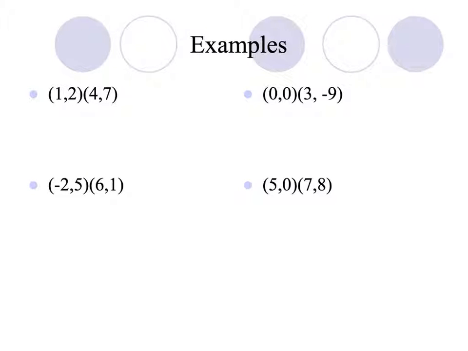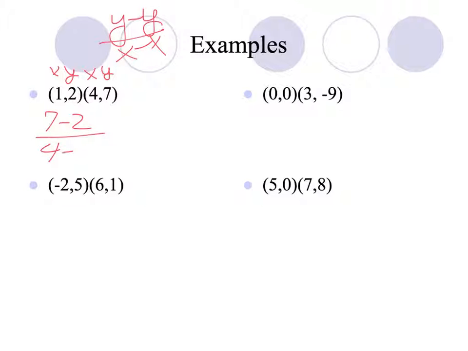So here we have some more that we can look at. Remember that I'm looking at x and y, so y's go on top. Y minus y over x minus x. So 7 minus 2 over 4 minus 1 plus the opposite. That gives me 5 over 3 as my slope.